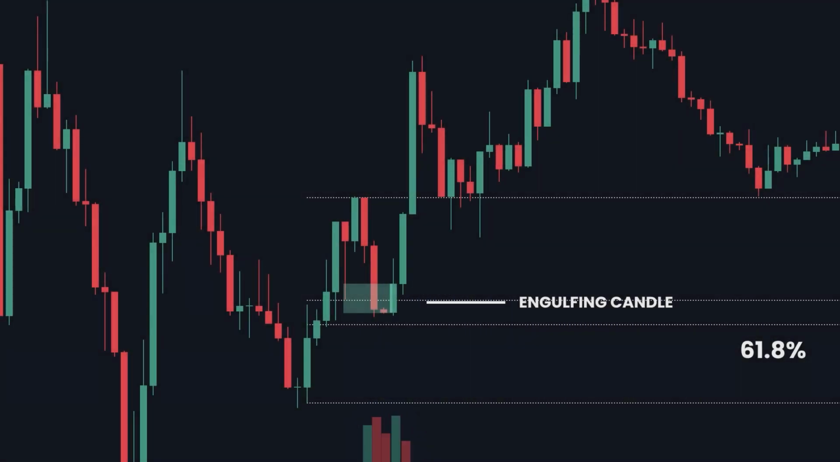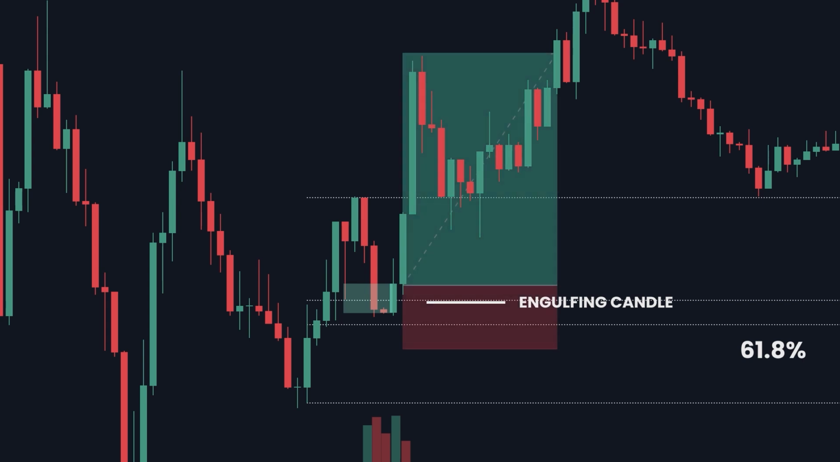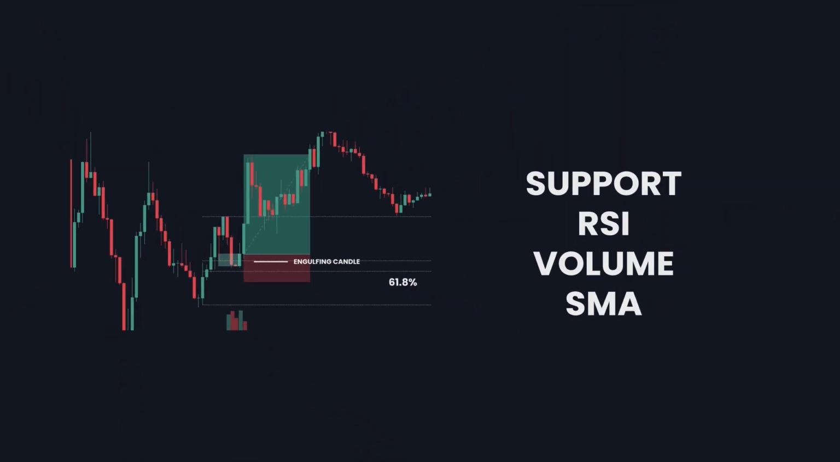This combination of the engulfing pattern, Fibonacci retracement, and volume strengthens the signal. At this point, you can enter the trade as the engulfing candle closes, with your stop loss placed just below the Fibonacci level to protect against further downside. As the price moves higher, you see a winning trade unfold, showing how combining candlestick patterns with additional tools creates stronger setups and increases your confidence and success in trading.